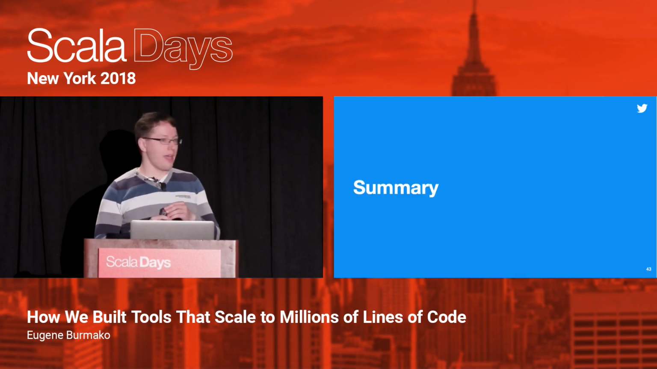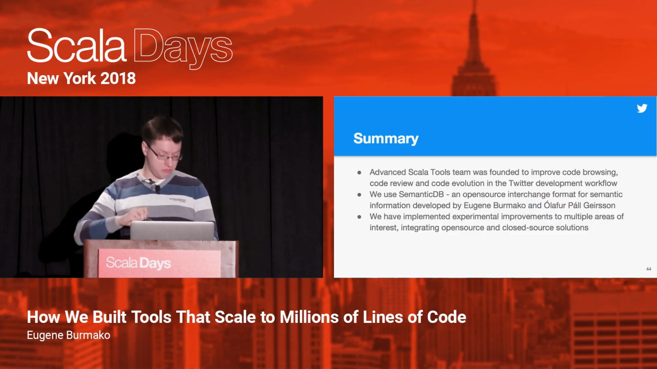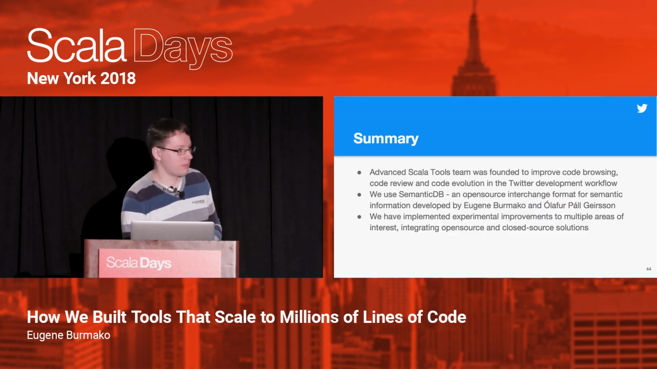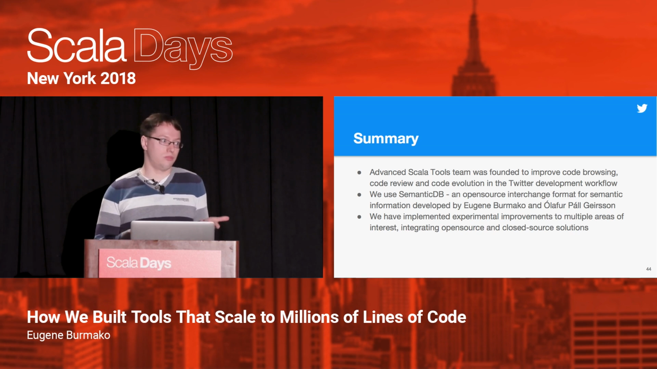All right, time to wrap up. What we've seen today is that a year ago, we founded the Advanced Scala Tools team, short for AST, with a concrete goal to improve code browsing, code review, and code evolution in our workflow, and also potentially contribute our improvements to the open source if they end up being useful.